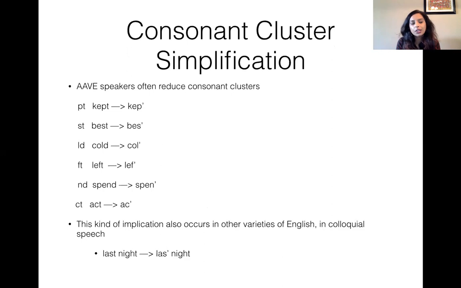So very often, consonant clusters in the coda position of the words are deleted. So if you have kept, very often African American vernacular English speakers say kep, right, without the t. Or best becomes bes, coal becomes coa, etc. So this is something that you see very often in African American vernacular English speech, something that you don't see very often in Standard English. But sometimes you do see it in colloquial speech.